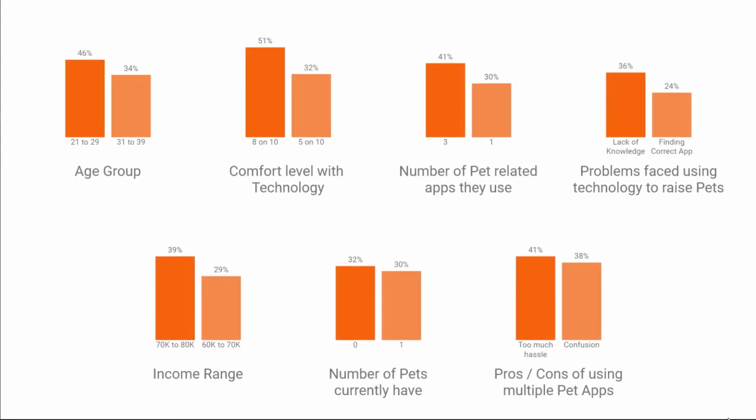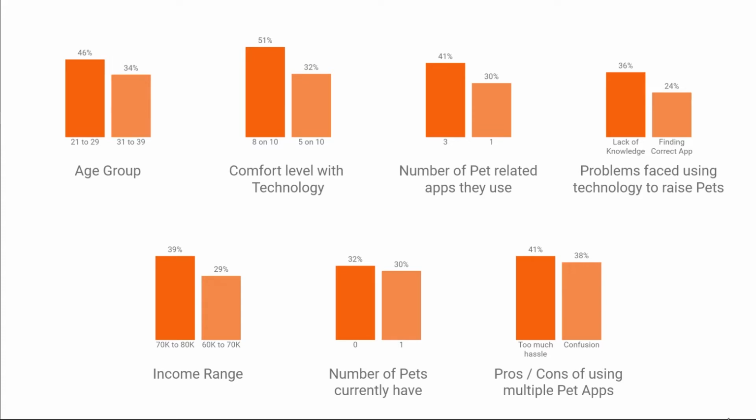I did a survey, and the results I got back from that survey are shown on the screen over here. The survey actually contained a few questions, and the best results or the majority of the answers are on the screen that you can see over here. The questions range from what the age group of the demographic is, what the income range is, how many pets they currently have, what their comfort level with technology is, what the pros and cons of using multiple pet apps are, what problems they faced using technology to raise pets, and so forth.